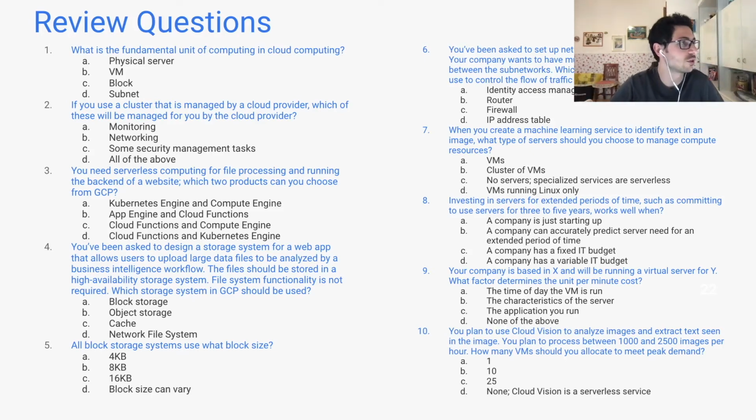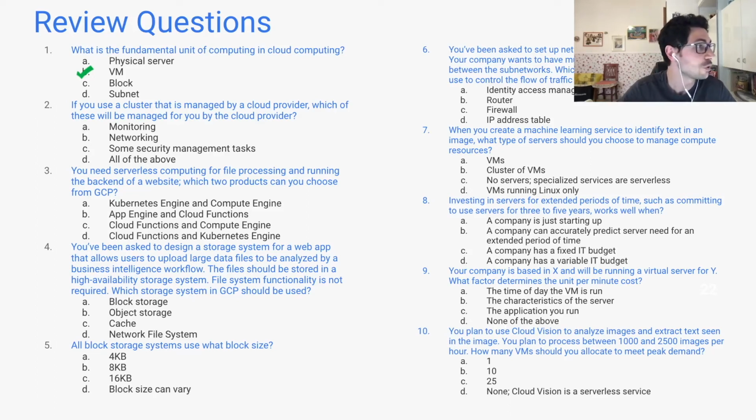What is the fundamental unit of computing in cloud computing? Physical server, VM, block or subnet? So I will say block or subnet. Absolutely not. And the answer is B, guys, because the fundamental unit is clearly the VM. That's what you're going to rent. Basically, you're not going to take the physical server, but you're going to take VMs. That's true in GCP, but it's also true in other providers like AWS.